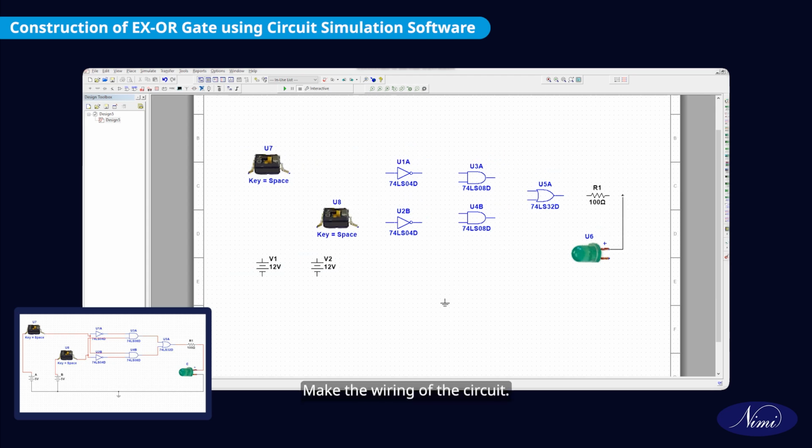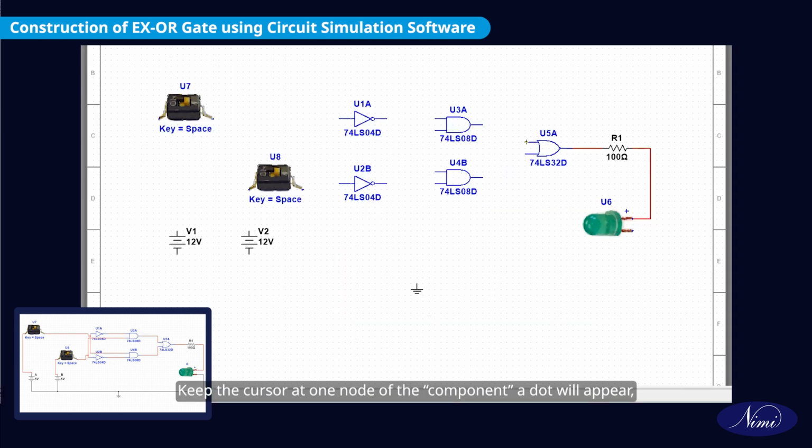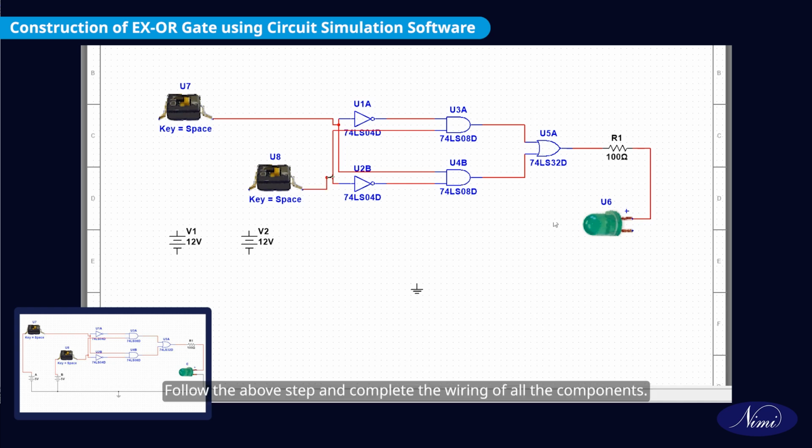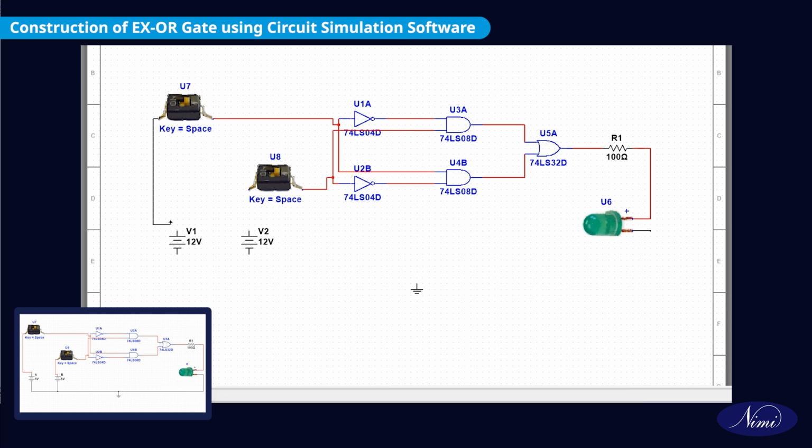Make the wiring of the circuit. Keep the cursor at one node of the component. A dot will appear. Move the cursor to the place of wiring. The dot will appear at that node. Now click the mouse to finish the wiring. Follow the above step and complete the wiring of all the components.